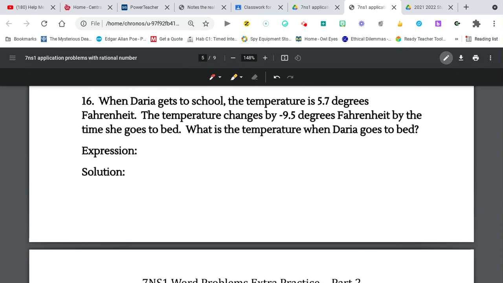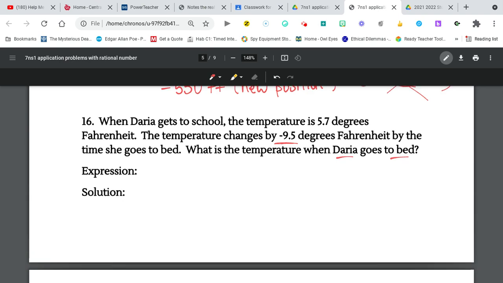Okay, let's look at 16. When Daria gets to school, the temperature is 5.7 degrees Fahrenheit. My God, it's freezing. The temperature changes by negative 9.5 degrees Fahrenheit by the time she goes to bed. So what's the temperature when Daria goes to bed? Well, it changed by that, guys, which means that the temperature dropped by that much. Well, where did it start? It started out here. So we're going to write 5 7/10 degrees plus the negative 9 5/10. Or you can write 5 7/10 minus 9 5/10.